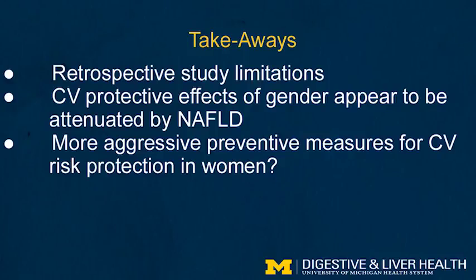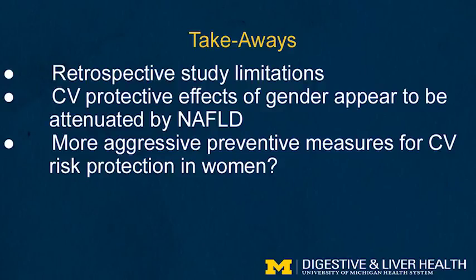So really the takeaways here, that again, this is retrospective, so it does have retrospective study limitations, but there does appear to be an attenuation of those cardiovascular protective effects of gender. And what this means for us clinically is to be aware of this and to really focus on cardiovascular risk protection in people, maybe even at a younger age than we might normally think about it. So checking lipid profiles and being aggressive about diet and exercise, controlling blood pressure, diabetes, and hyperlipidemia until we get effective treatments for NAFLD and NASH to help with the cardiovascular risks of these patients.